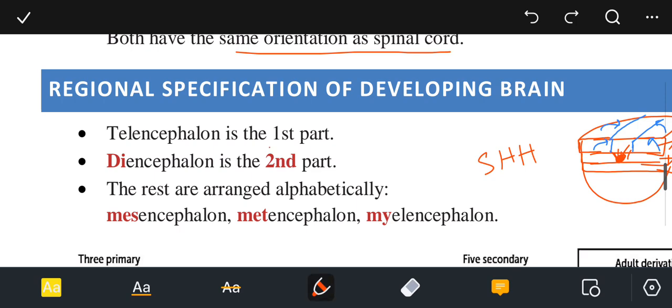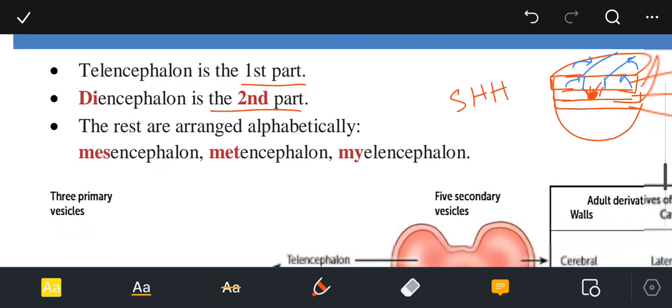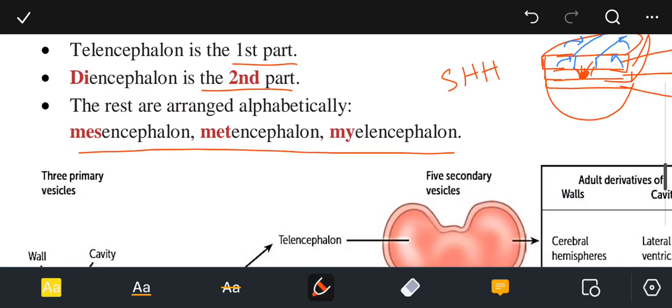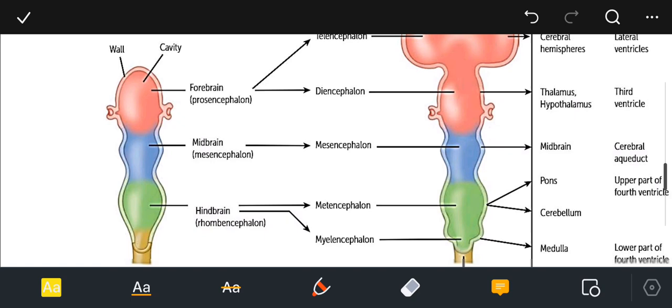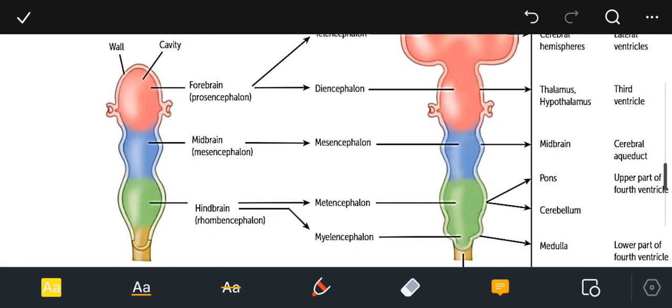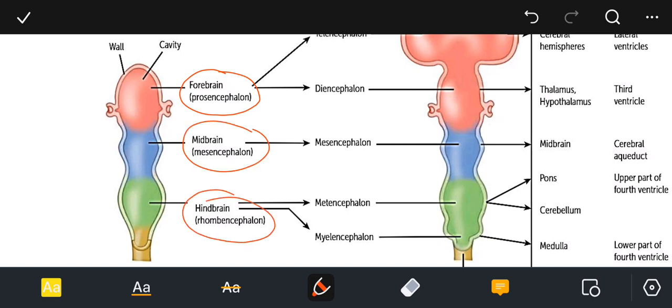Telencephalon is the first part, the diencephalon is the second part, and the rest are arranged alphabetically: mesencephalon, metencephalon, and myelencephalon. Initially, the neural tube that was formed, as we have drawn previously, has three dilations, or three cavitations. These three are the forebrain, called prosencephalon, then the mesencephalon, and then the rhombencephalon. These are the initial three protuberances that are evident in the neural tube in very early stages of fetal development.